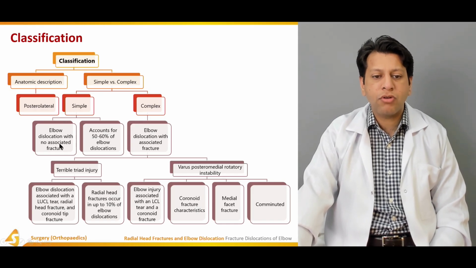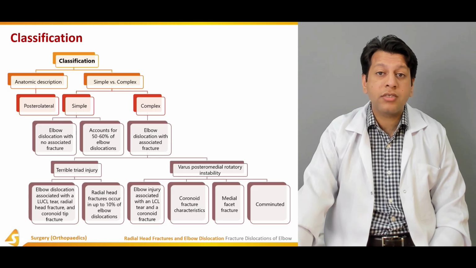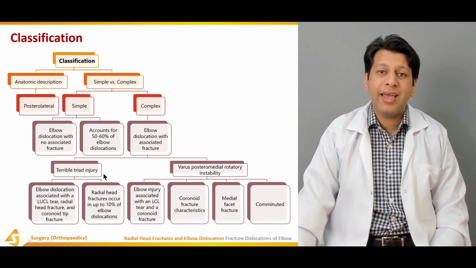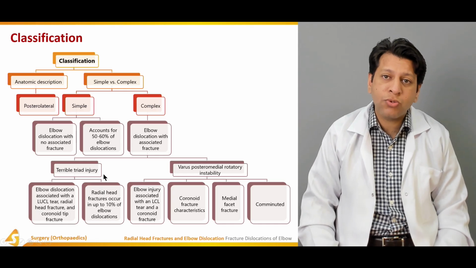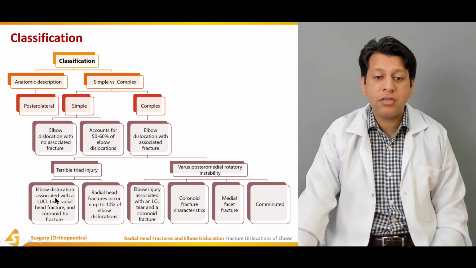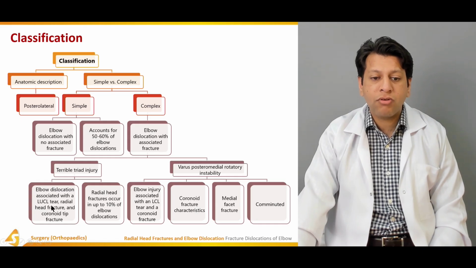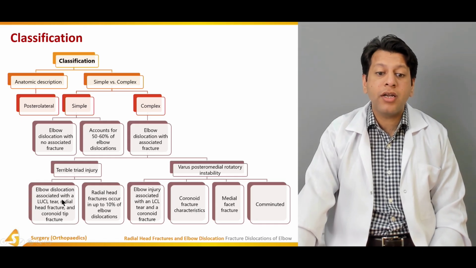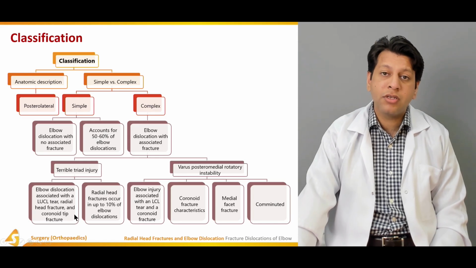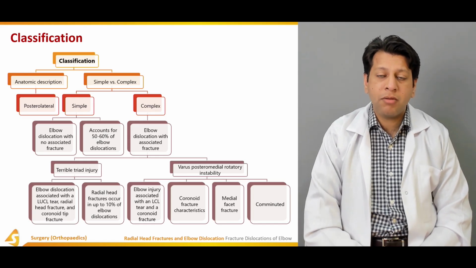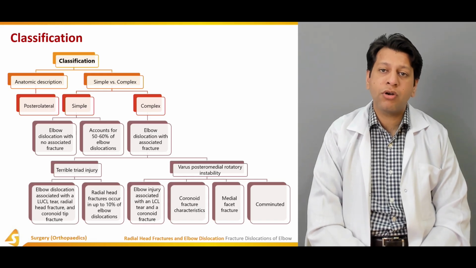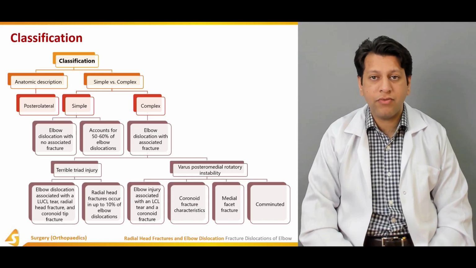As I told you, elbow dislocation with no associated fracture is simple dislocation, and it accounts for 50 to 60% of elbow dislocations. Complex is associated with fractures. Now, the most common injury with elbow dislocation is called the terrible triad injury of the elbow. As it is a triad, there are three things associated with it. There is an elbow dislocation, associated with a lateral ulnar collateral ligament tear, leading to a radial head fracture and a coronoid tip fracture. So the terrible triad most commonly includes elbow dislocation, coronoid fracture, and radial head fracture.